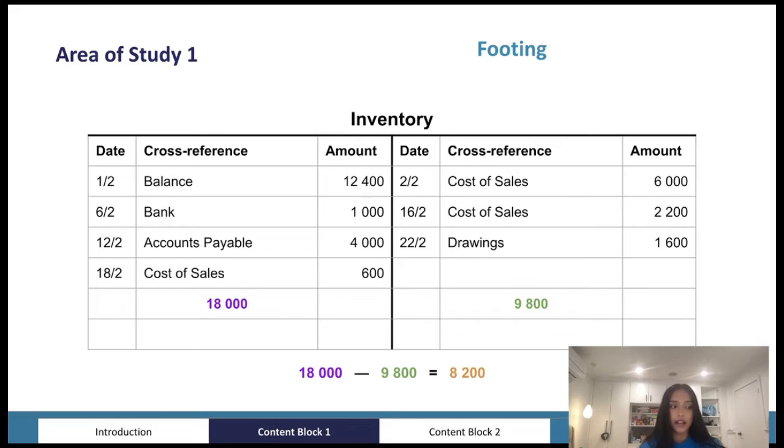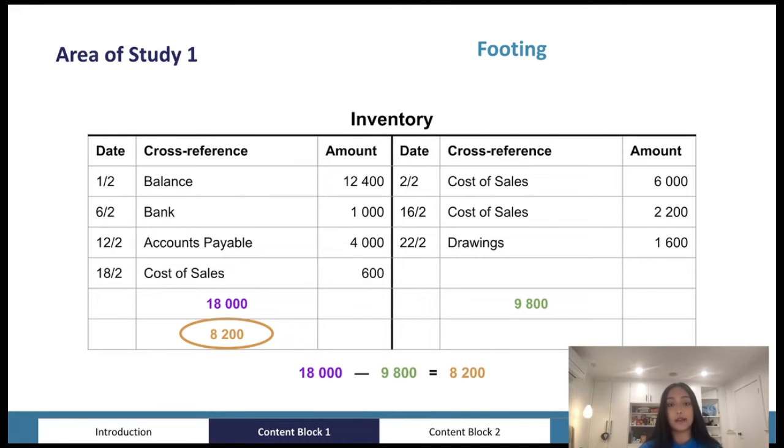So this is the balance of the account. And then the final step is to write this balance under the side that had the larger balance. So in this case, that's the left side. So we'll write the balance $8,200 under the debit side of the ledger account. And lastly, we just put a circle around that balance to clearly show that that's the balance of the account. So that's footing. That's how we do footing.